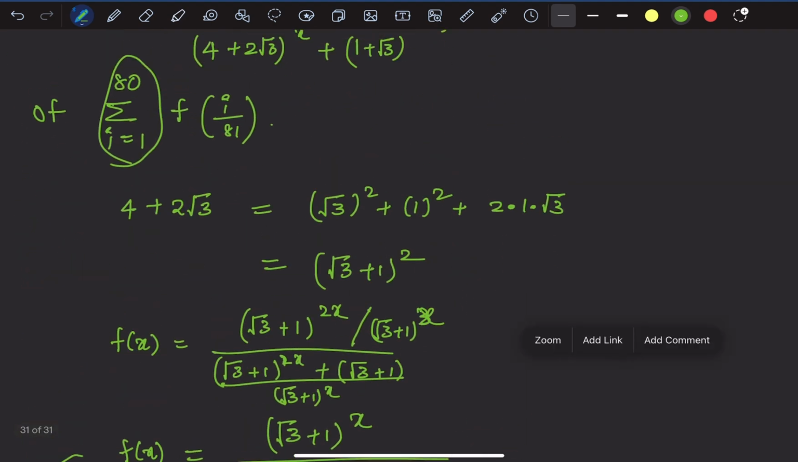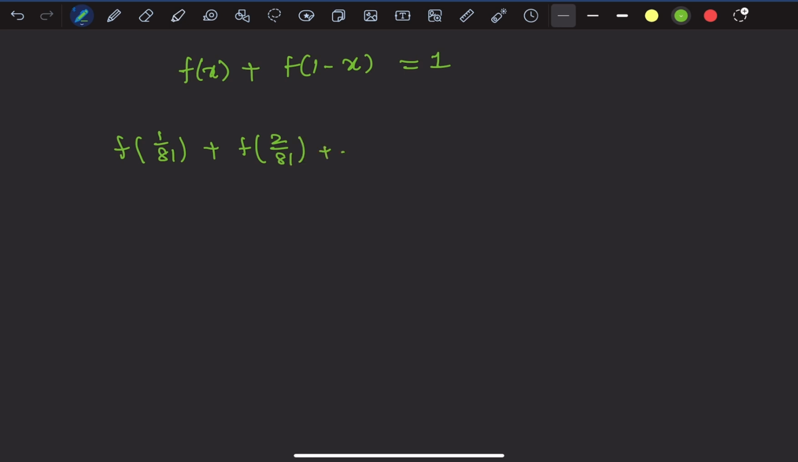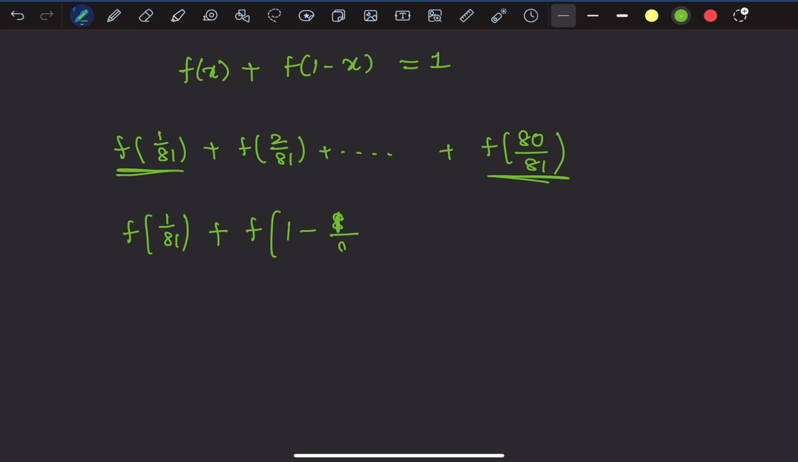So now we have the summation running from 1 to 80, so we have to find out f of 1 by 81 plus f of 2 by 81 plus and so on, plus f of 80 by 81. Now if you consider this term and this term, that is simply f of 1 by 81 plus f of 80 by 81, which can be written as f of 1 minus 1 by 81.